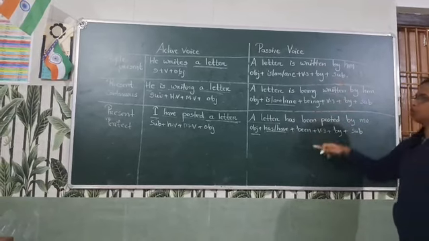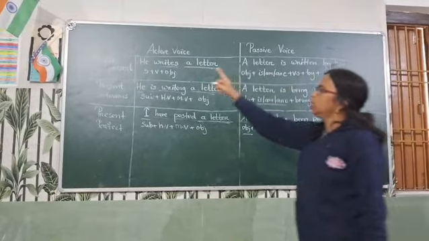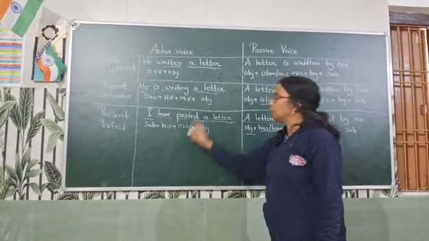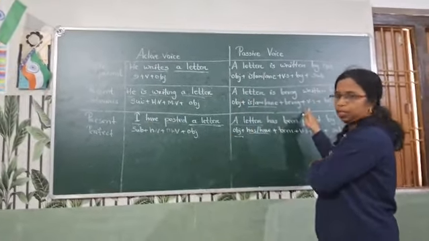These are the structures and examples of active voice to passive voice in simple present tense, present continuous, and present perfect. We have to follow some rules and change from active voice to passive voice.